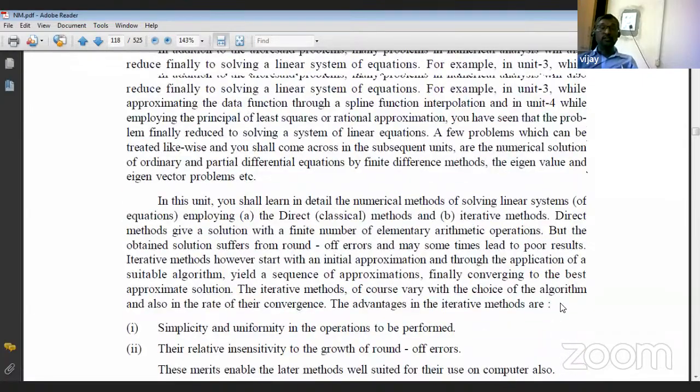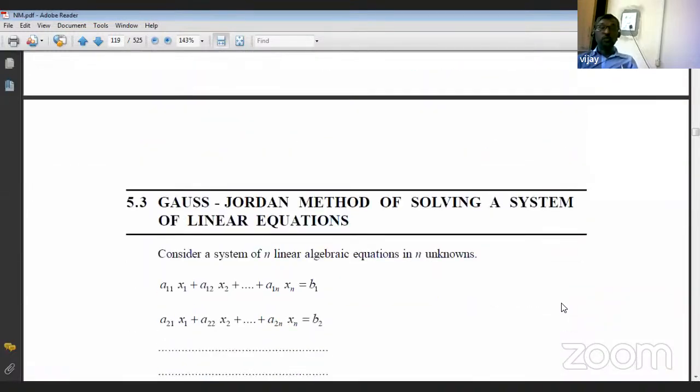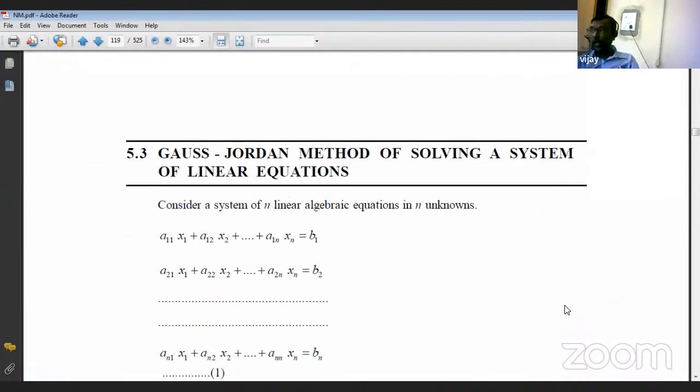So in this unit we learn these problems here. What is the Gauss-Jordan method for solving this system? Consider a system of n linear algebraic equations: a11 x1, a12 x2, and so on, a1n xn is equal to b1.